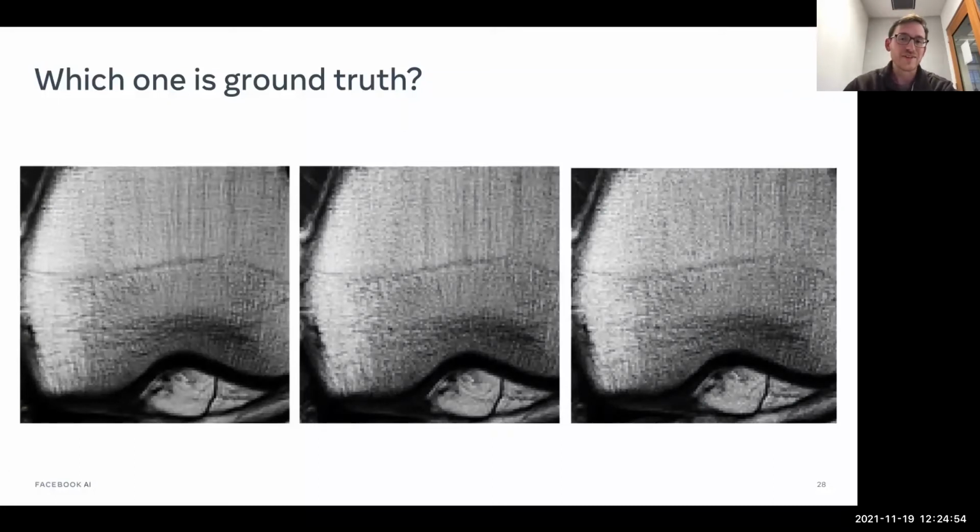This is a figure that Larry Zitnick created. I switched it up a little bit. I can give you all about 30 seconds. One of these images is the ground truth, one is the neural network reconstruction, and one is the neural network reconstruction plus noise. So I'll wait about 30 seconds for everyone to decide which one is which.